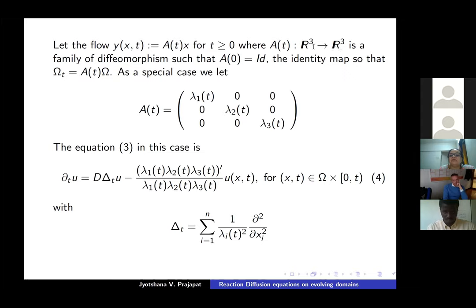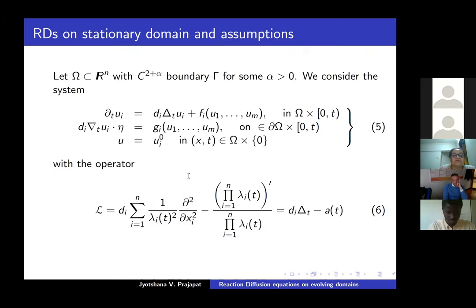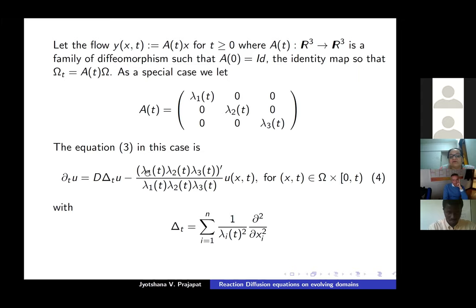And I have written it down for 3 by 3, but of course the same thing can be generalized for N. So yes, I think there is a typo over here. Here this is a determinant of N product divided by N product. It should be N product here because this equation is written for N dimension. So sorry about that. Once you do the transformation, you get a simple representation here: 1 upon lambda_i(t) squared, d squared by dx_i squared. If this is identity, you are going to get your usual Laplacian. So when t equals 0, you are back to the usual Laplacian.